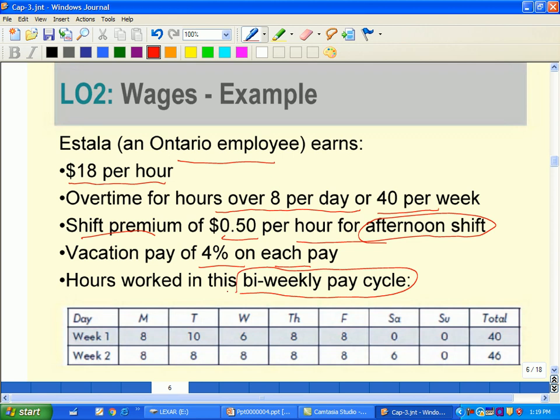Now, let us see week 1. On Monday she worked 8 hours, on Tuesday 2 hours extra, on Wednesday she worked 6 hours, Thursday 8 hours, Friday 8 hours, Saturday and Sunday no work, and the total hours are 40. In the second week she worked all 8 hours Tuesday, Wednesday, Thursday and Friday, and on Saturday as well. It means that she worked 46 hours.